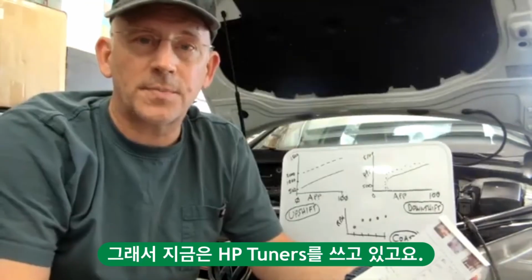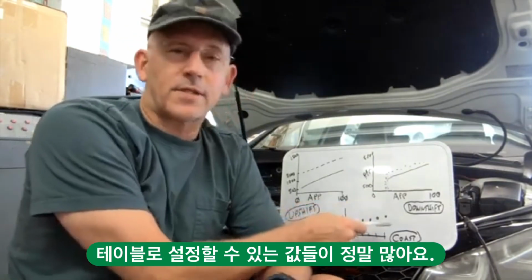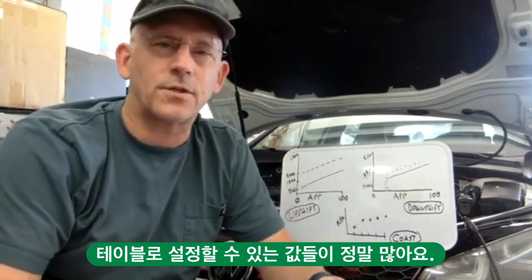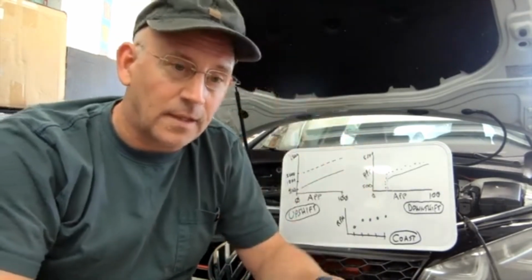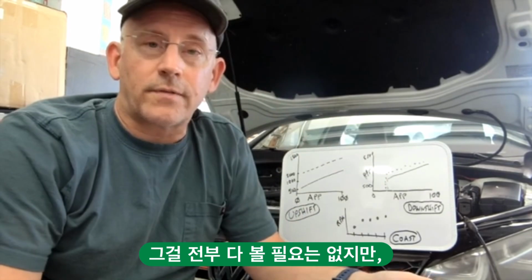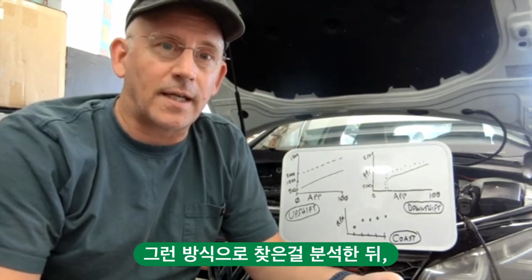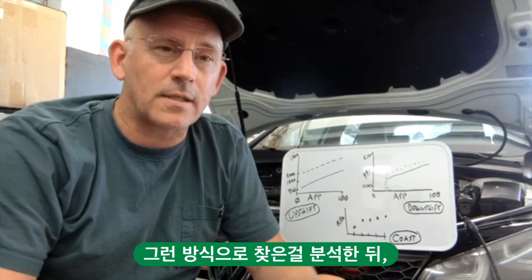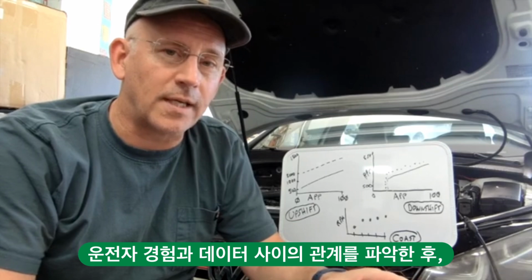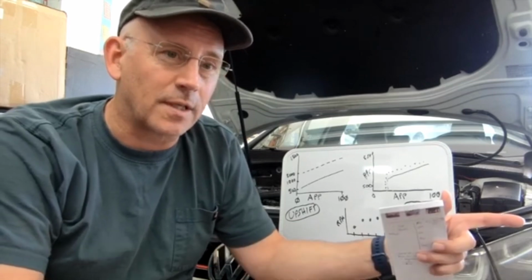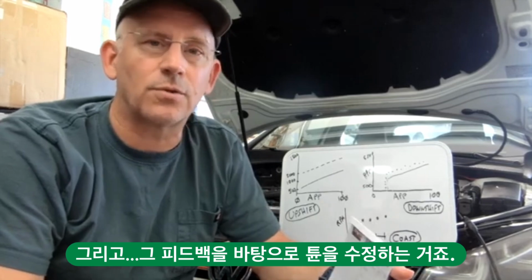So now I'm using HP Tuners, and as I mentioned previously, there are a lot of different settings, or at least different values that you can use in these tables. There's no need to go through every single one, but you really need to evaluate the data that you've got, analyze it, and then come up with some ways to correlate what's going on with the data with what the driver is experiencing, and use that feedback to then make changes to the tune.